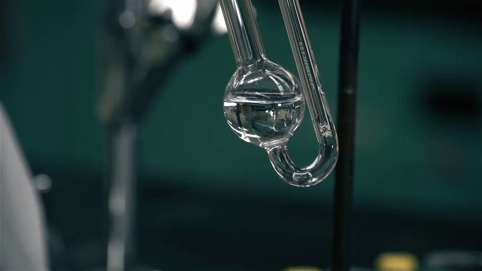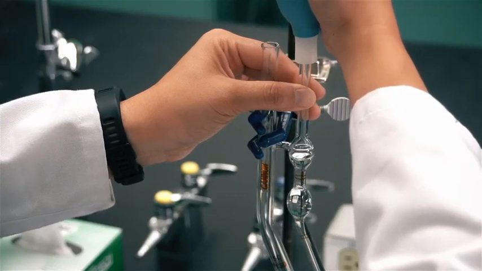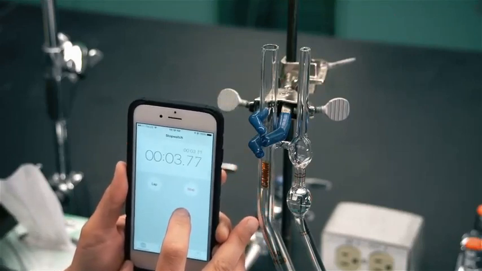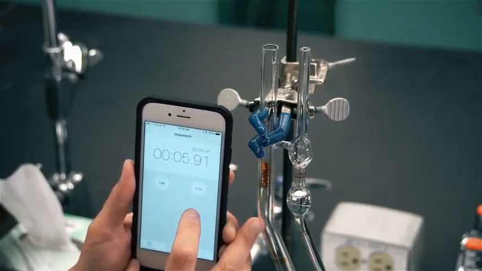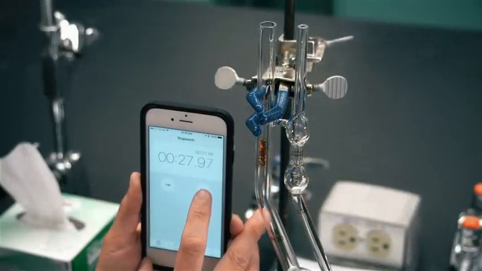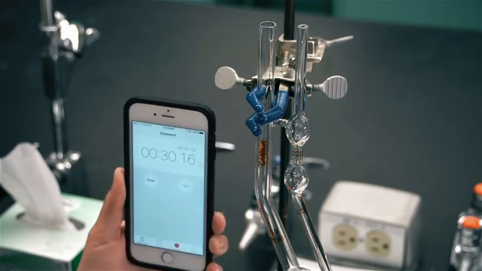Allow about 3 minutes for the viscometer and sample to reach thermal equilibrium. Use a suction bulb to draw the liquid into the upper bulb of the viscometer. Use a stopwatch to measure the time for the meniscus to drop from the upper line on the viscometer to the lower line. Start the stopwatch when the meniscus touches the upper line. Stop the stopwatch when the meniscus touches the lower line.